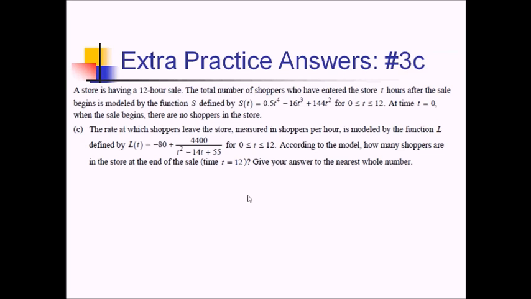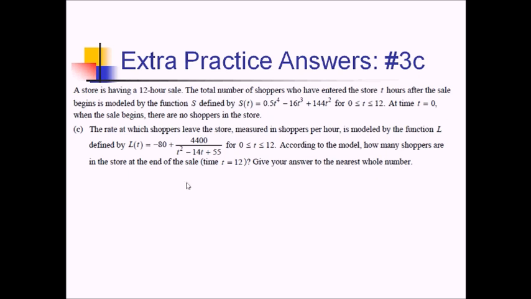For part C, the rate at which shoppers leave the store, because they have to go home at some point, is modeled by this L of t function. So s prime is the rate in, L of t is the rate out. According to the model, how many shoppers are in the store at the end of the sale, time 12? And then give the answer to the nearest whole number.